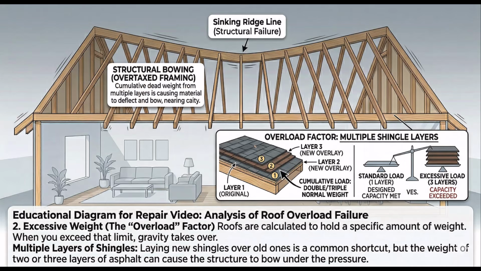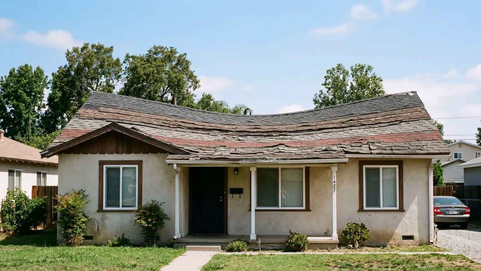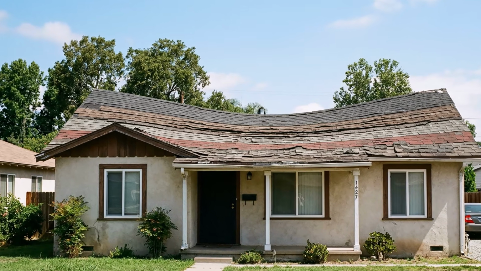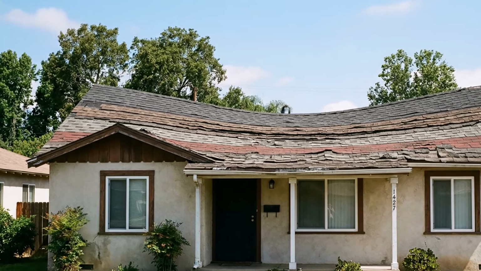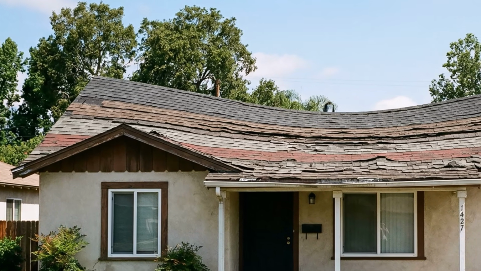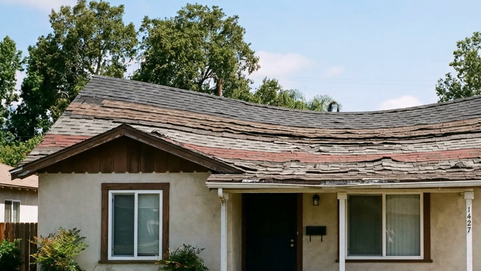Next up, let's take a look at excessive weight. And this is going to be another biggie if you have multiple layers of roof shingles. And this is going to happen when you install new shingles over the old ones. And yes, I remember one time installing roofing over a house that already had 2 layers of asphalt roof shingles. But I couldn't convince the owner of the house to do anything about it.